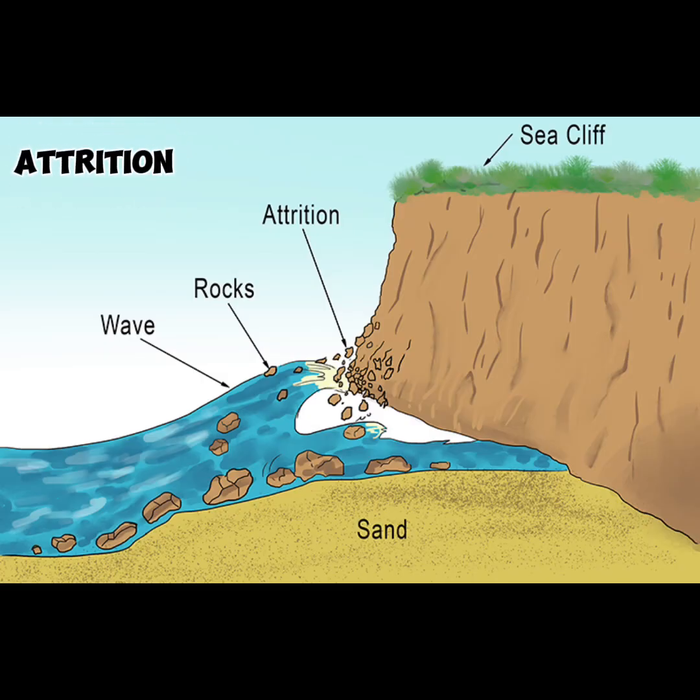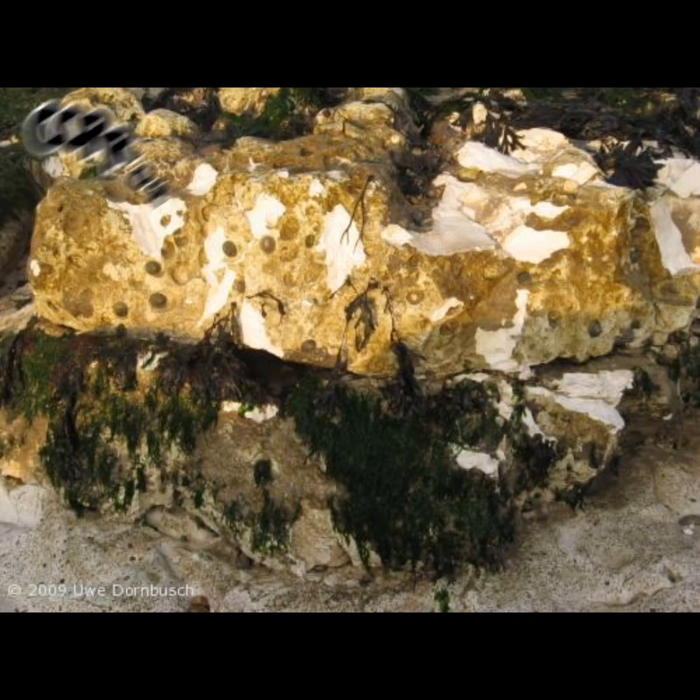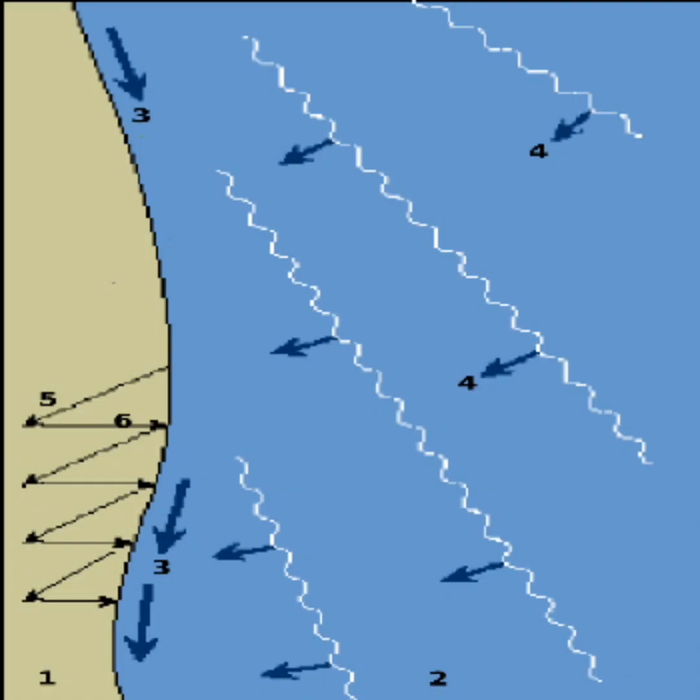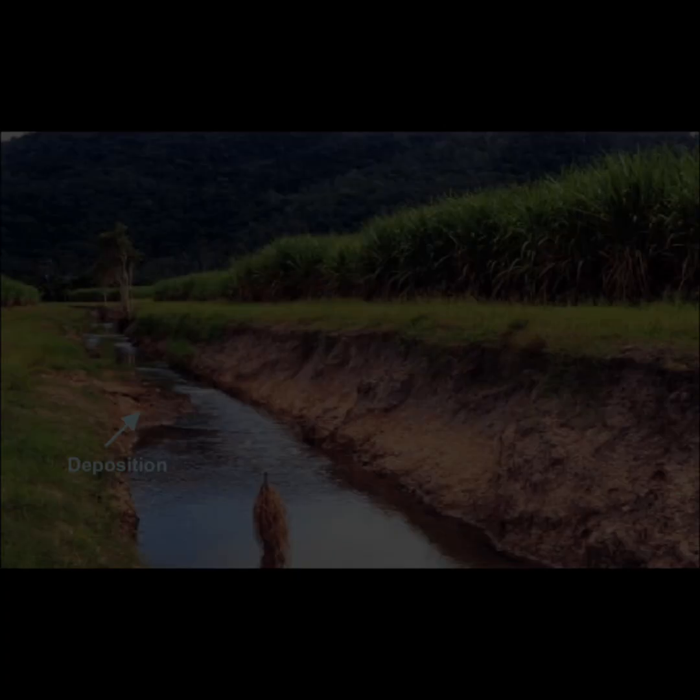Attrition is when rocks and pebbles carried by the waves hit against one another and break down into smaller particles. Corrosion is when weak acids in seawater react with certain types of rocks, usually limestone and chalk, slowly dissolving the rocks. Once erosion occurs, the eroded materials are transported somewhere else by ocean waves and tides. This process is called transportation or coastal transport.